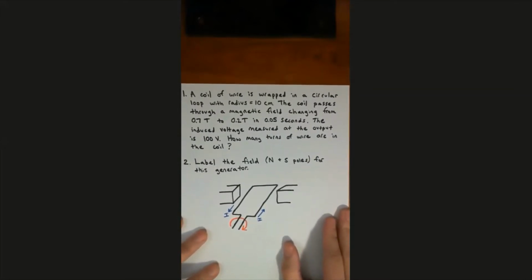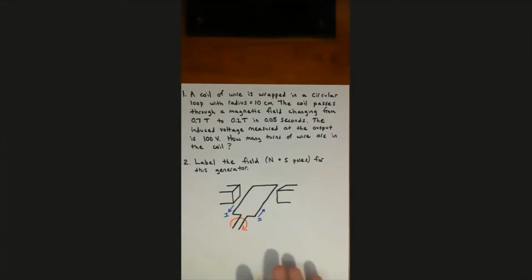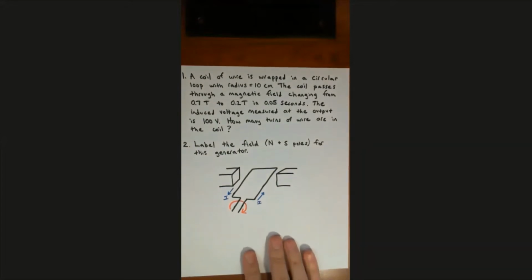The first problem says that we've got a coil of wire. It's in the shape of a circle and it has a radius of 10 centimeters. The coil is passing through a magnetic field that changes from 0.7 Tesla to 0.2 Tesla in 0.05 seconds. This time we measure the induced output voltage of the coil, and we measure that it is 100 volts. So the unknown this time is how many turns of wire are in the coil. The second review question, there's only going to be two.